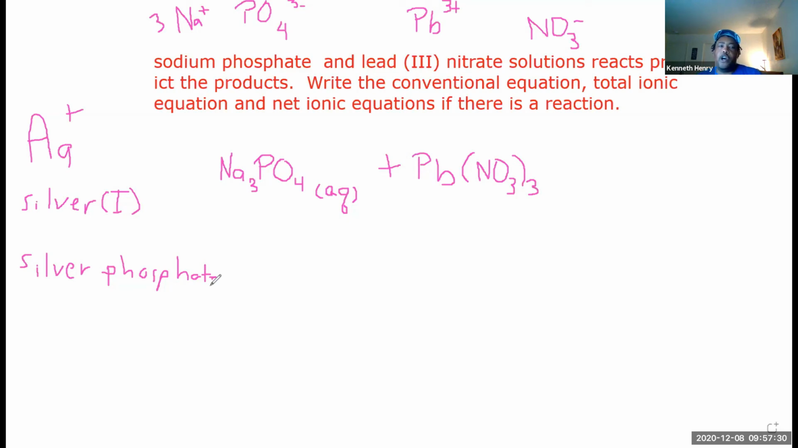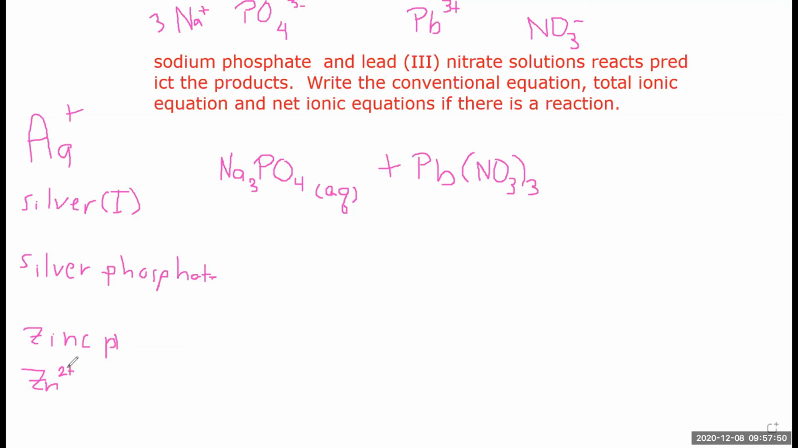There are certain ones that we know as scientists: silver means silver 1, and if we say zinc, we mean zinc 2. Zinc phosphate means zinc 2 phosphate, so that would be Zn 2+. But those are exceptions. All your other transition metals are going to have the Roman numerals. That's what stumped me, because I know most transition metals need a Roman numeral to give them the charge.